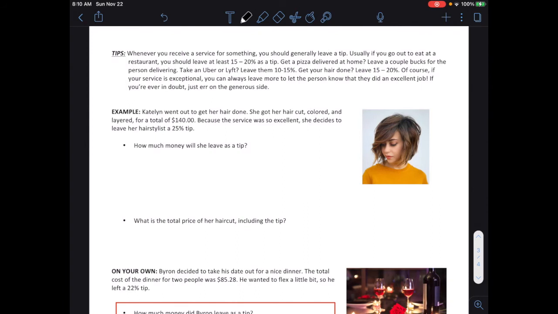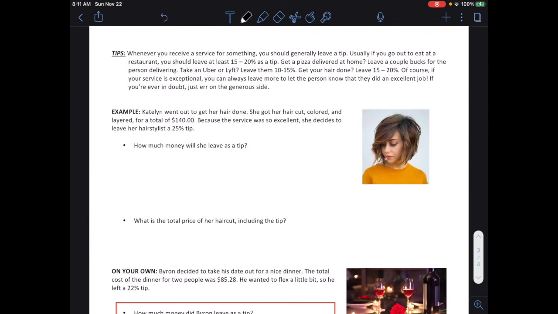So if you're in a restaurant and somebody is bringing your meals to your table, you generally would tip that person because you want to make sure they know that you feel like they did a good job. Or when you get your hair cut, sometimes you're going to tip the person who cuts your hair because that's just something that we do in this country.